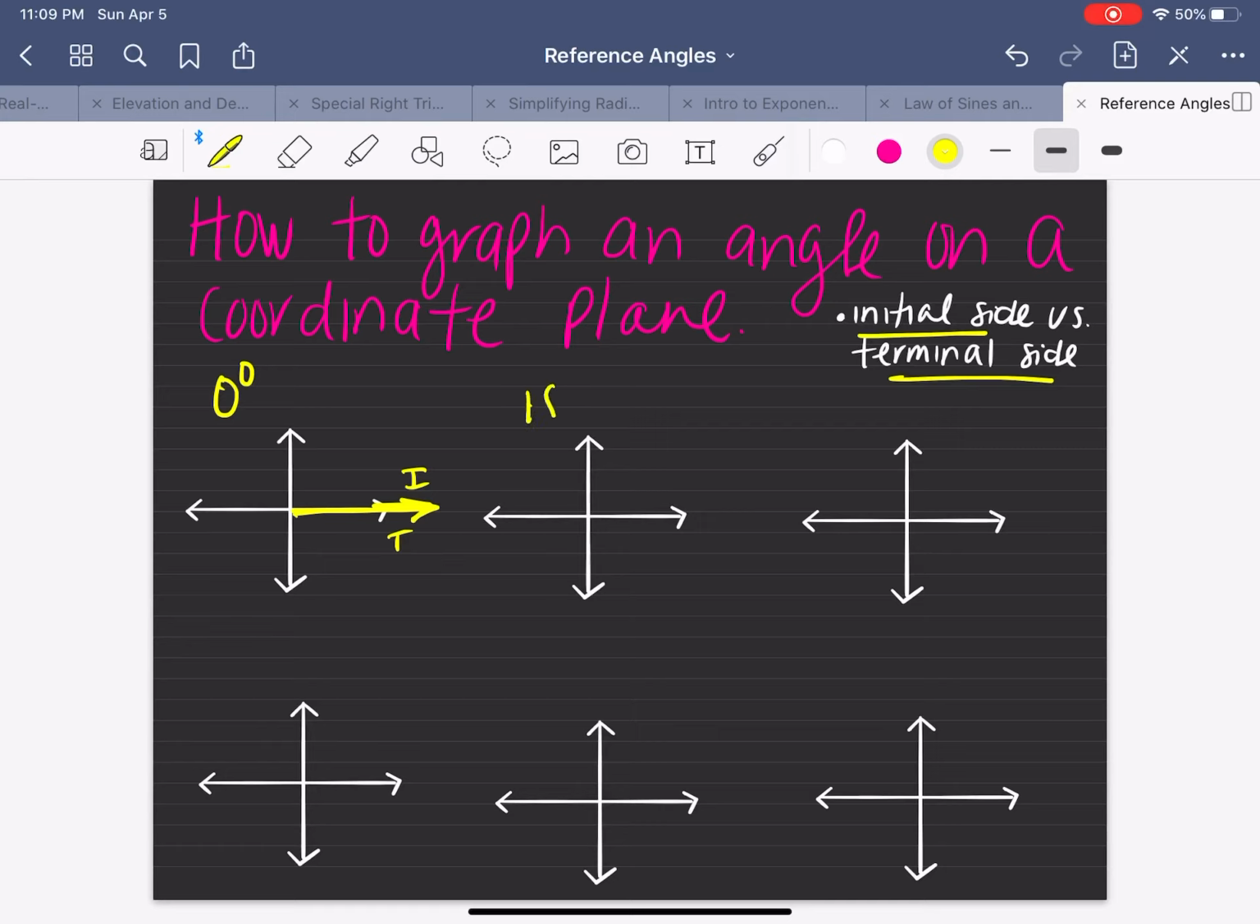Now let's graph 180 degrees. So again, always start at the initial side, which is the positive x-axis. It's positive 180, so we're going to move counterclockwise. So 90, 180, it's right here. So here's our terminal side. And I'm sure you remember from geometry class, every single quadrant is 90 degrees.